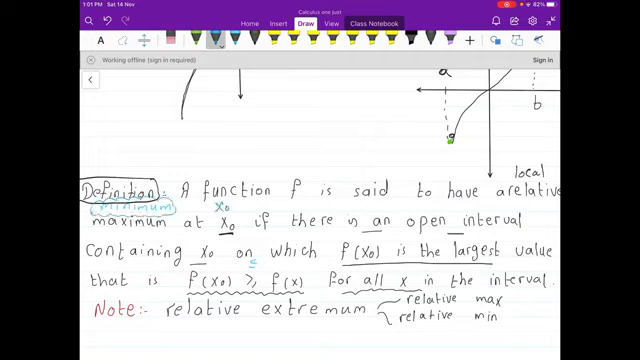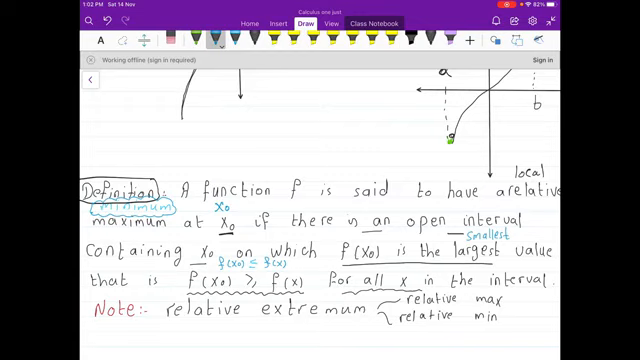at x naught. التعريف غيرناه if there is an open interval containing x naught on which f(x naught) is the smallest, not the largest, the smallest value, that is f(x naught) less or equal to f(x) for all x in the interval. This is what we mean about local max minimum.